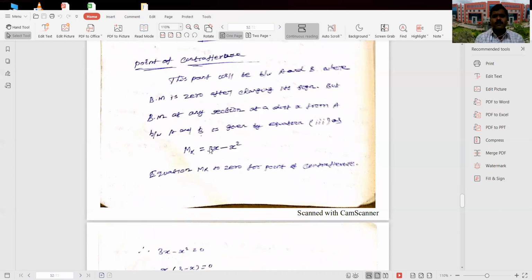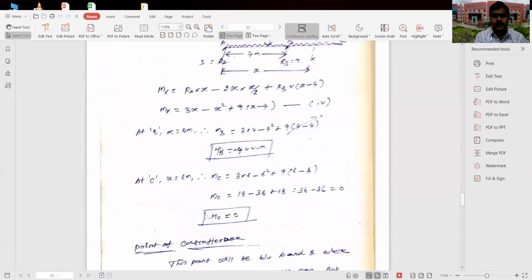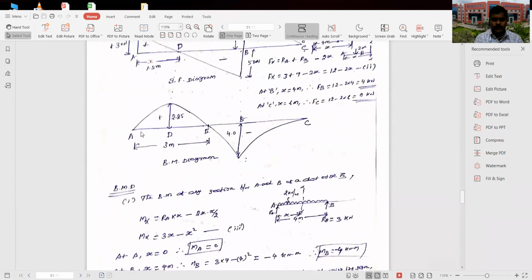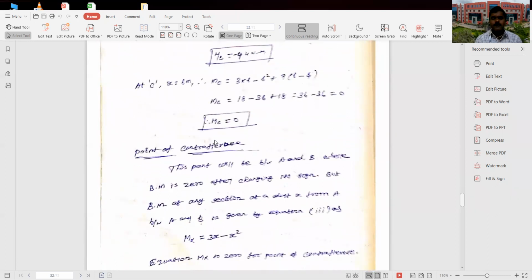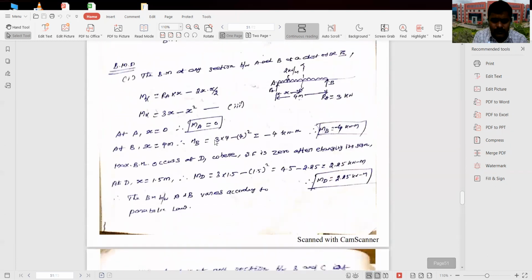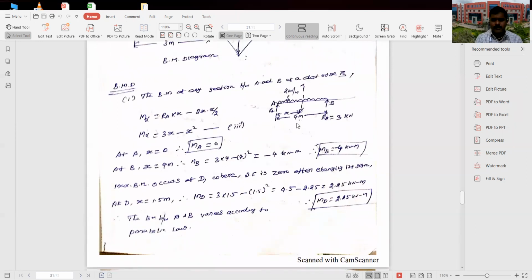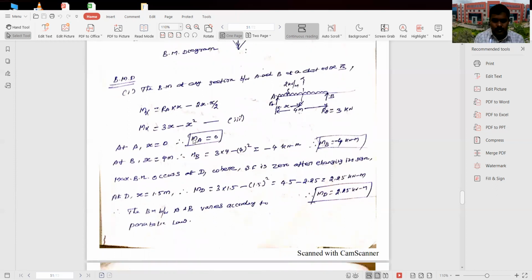Now, the point of contraflexure is nothing but where the bending moment value changes its sign from positive to negative. The point of contraflexure is between A and B. In between A and B, if you take the section, the moment at x equation is 3x minus x square. If you set 3x minus x square equal to 0 in between A and B, you can find the x value where the bending moment is 0. That is the point of contraflexure, right?